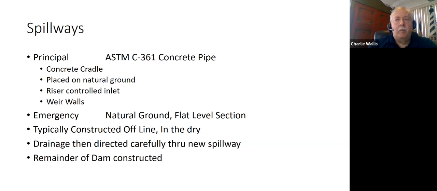An auxiliary or emergency spillway is typically found as well, and that should be in natural ground and not placed on fill. It has a flat level section to control the rate of discharge. Typically, the principal spillway would be constructed offline in the dry, and it would be built first. Then whatever the drainage way is that is coming to the dam would be directed to that spillway, and the remainder of the dam could be constructed, unless, of course, the whole offsite area is being diverted around the site to begin with.